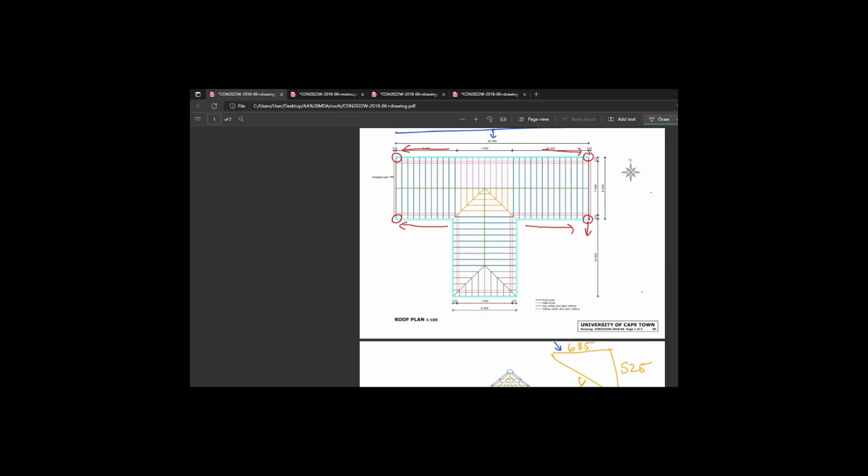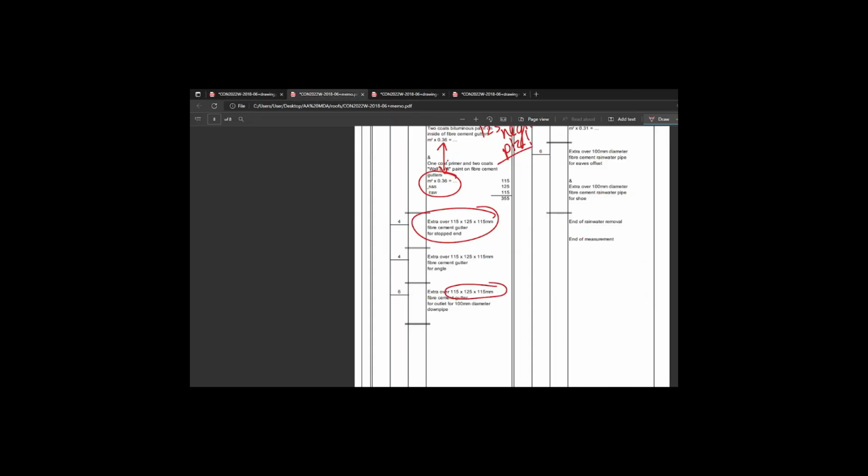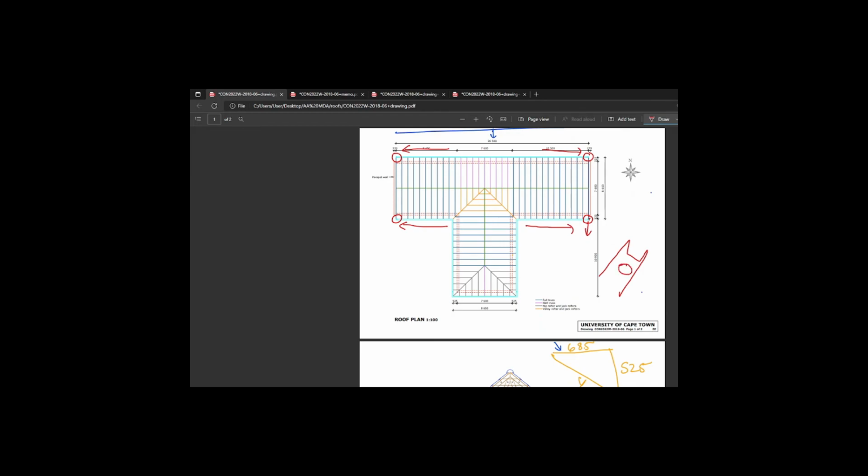In order to visualize it, let's say it's running this way, and you have your outlet. I should be careful, what shape is this outlet? It's a circular outlet, right? Sorry, did I say 500? A 100 millimeter downpipe, running down. And a stopped end. Otherwise, how is your water going to go down your downpipe?